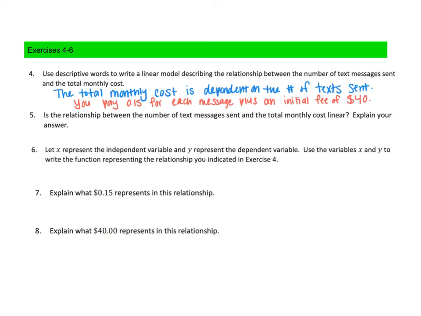A few words I want to point out are dependent, for each message, my plus, and then this initial word. Those are going to give me clues as to where the numbers go in my equation. It says, is the relationship between the number of text messages sent and the total monthly cost linear? Well, we've talked about this a lot, but I just want to reiterate it. Yes, this is linear. And the reason it's linear is because none of our variables have exponents.